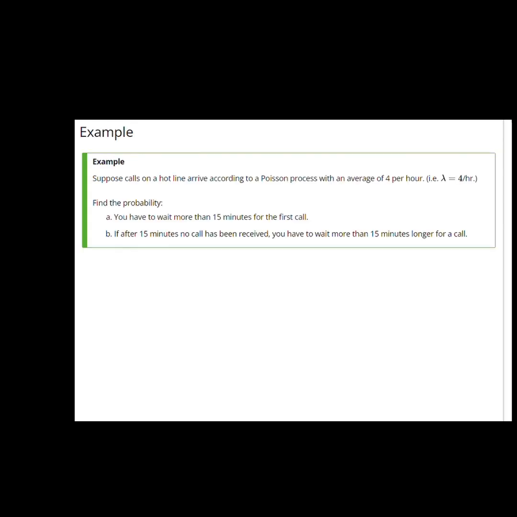Here's an example. Suppose calls on a hotline arrive according to a Poisson process, and there's an average of 4 calls per hour. So the intensity of calls, lambda, is 4 per hour. Find the probability, first, A, that you have to wait more than 15 minutes for the first call. And second, if after 15 minutes no call has been received, that you'll have to wait another 15 minutes longer for that call.